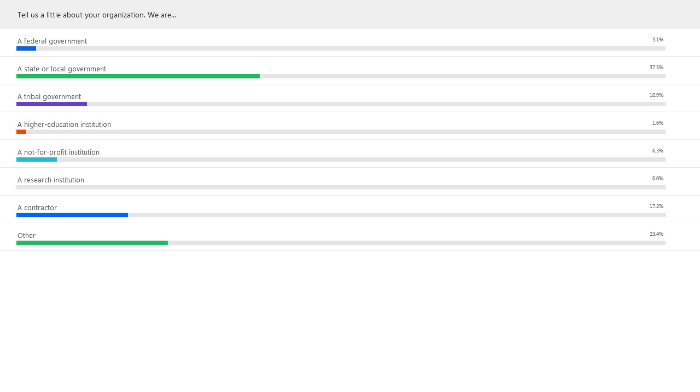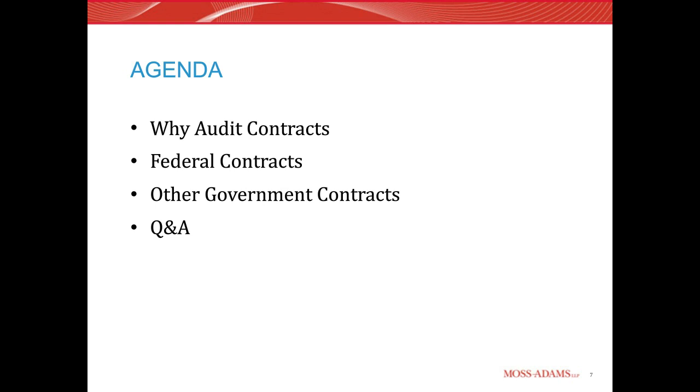If there's something that you need or hoping to get out of this that we don't address, please submit a question, and we'd be more than happy to answer that. So our agenda. I'm going to talk just briefly about why contract audits, sort of the bigger picture, and then I'm going to turn it over to Robert for the heart of our webinar, which is talking about federal contracts and other government contracts, but that will also be certainly applicable to contracts in the private sector.